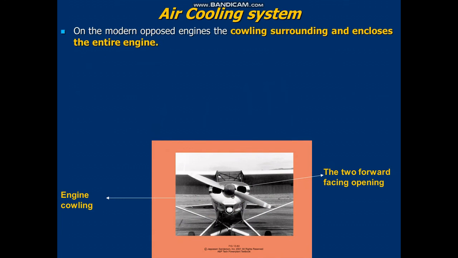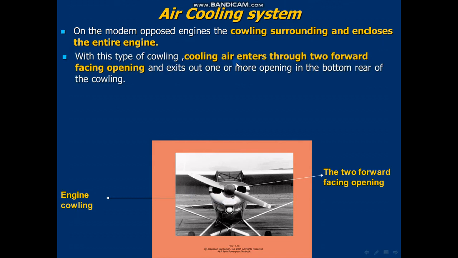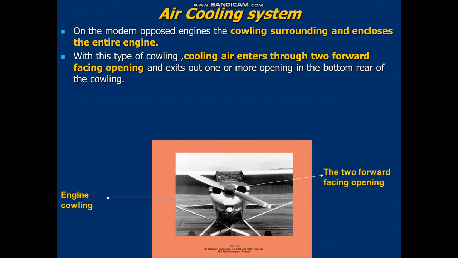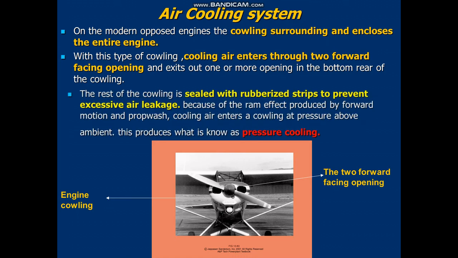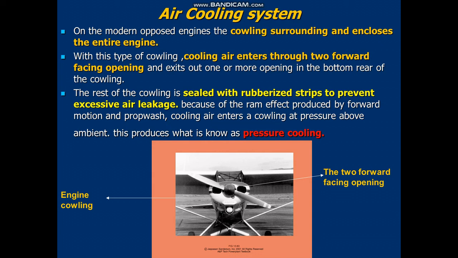On modern opposed engines, the cowling surrounds and encloses the entire engine, as we see in this figure. These are the two forward facing openings for the air, and this is the engine cowling. With this type of cowling, cooling air enters through two forward facing openings and exits out one or more openings in the bottom rear of the cowling. The rest of the cowling is sealed with rubberized strips to prevent excessive air leakage.